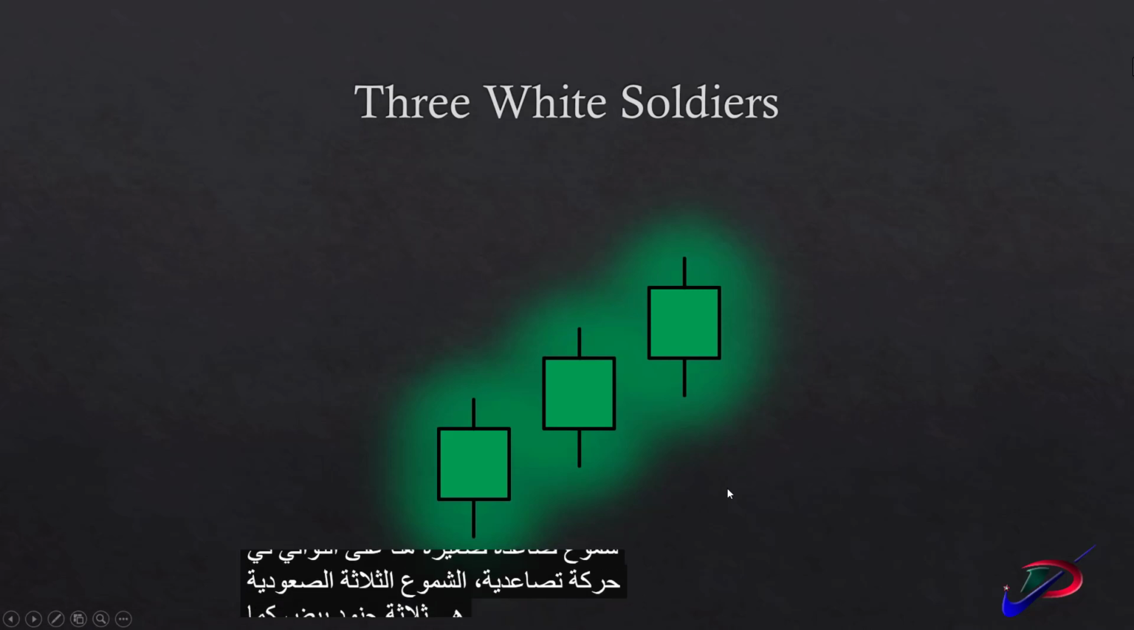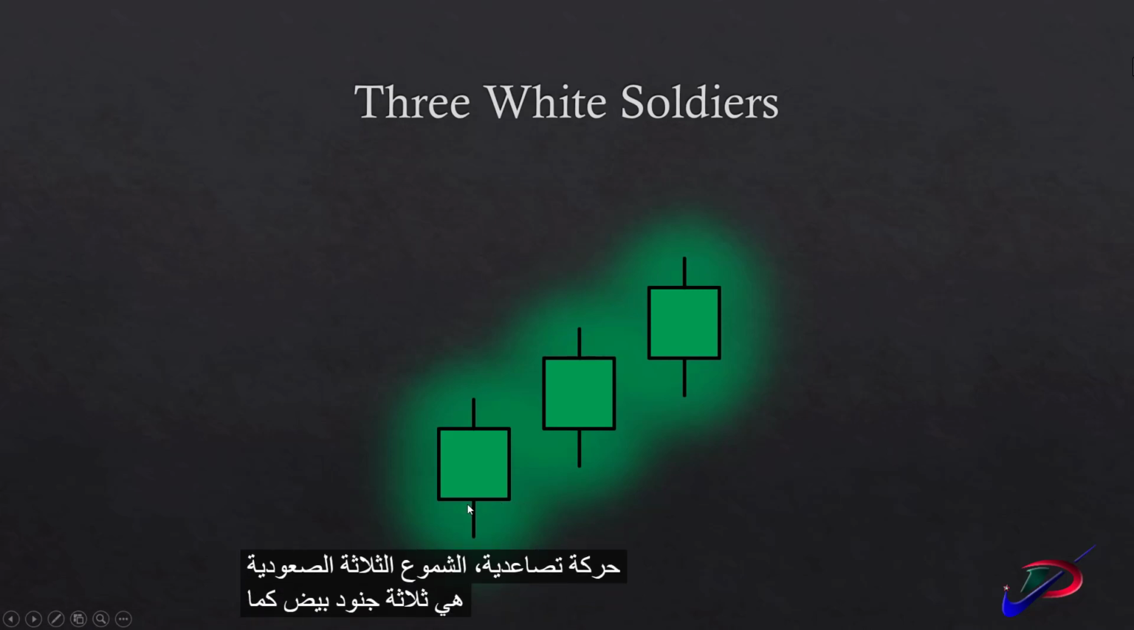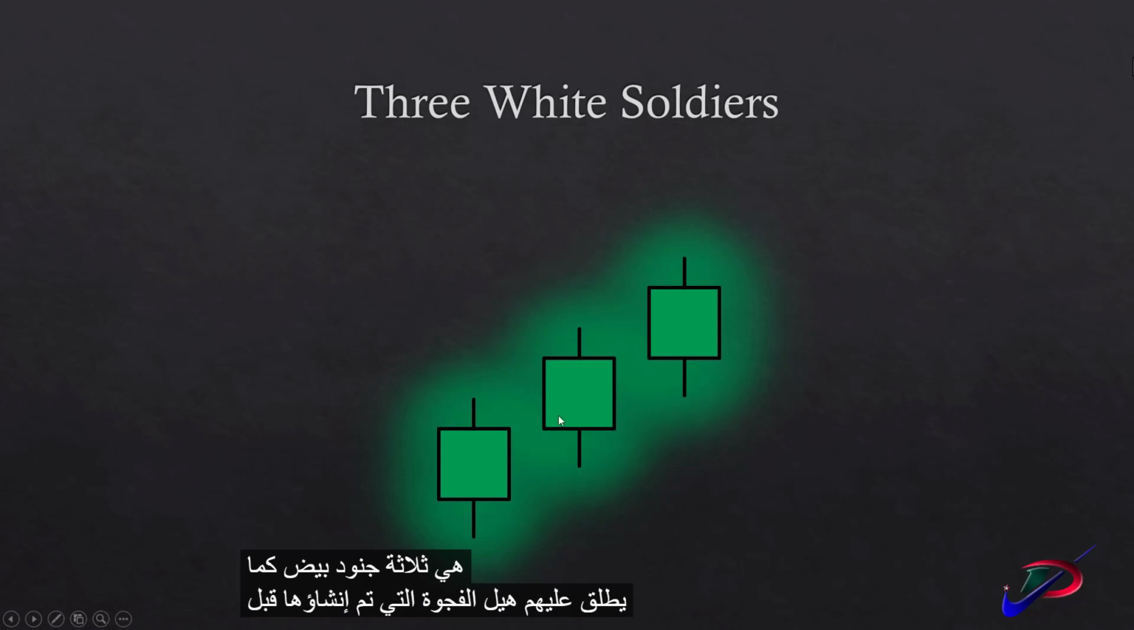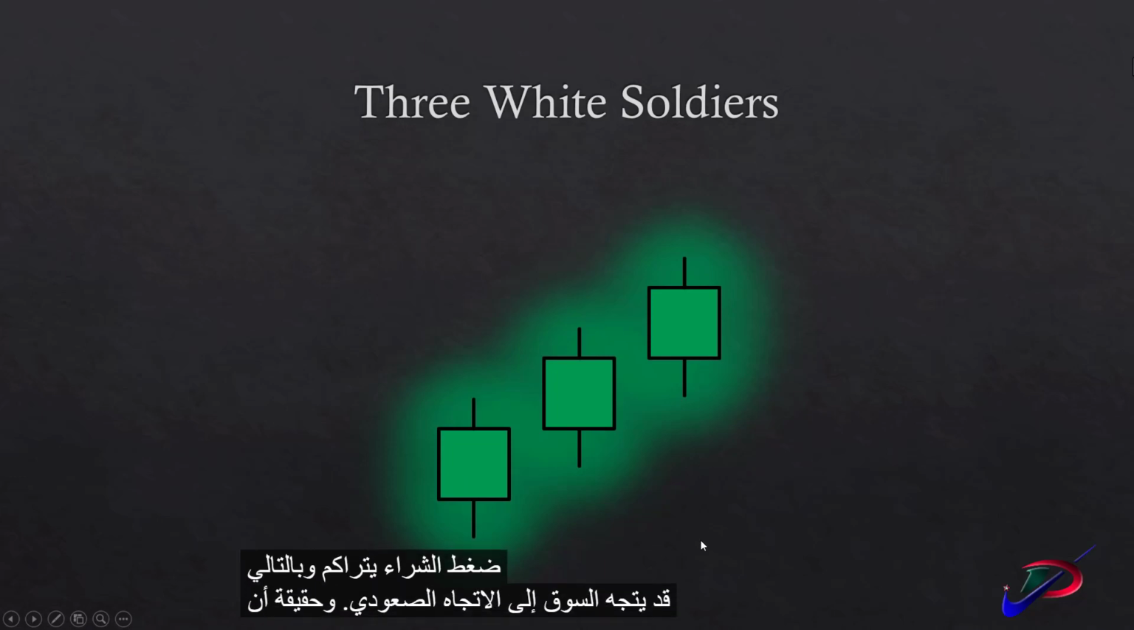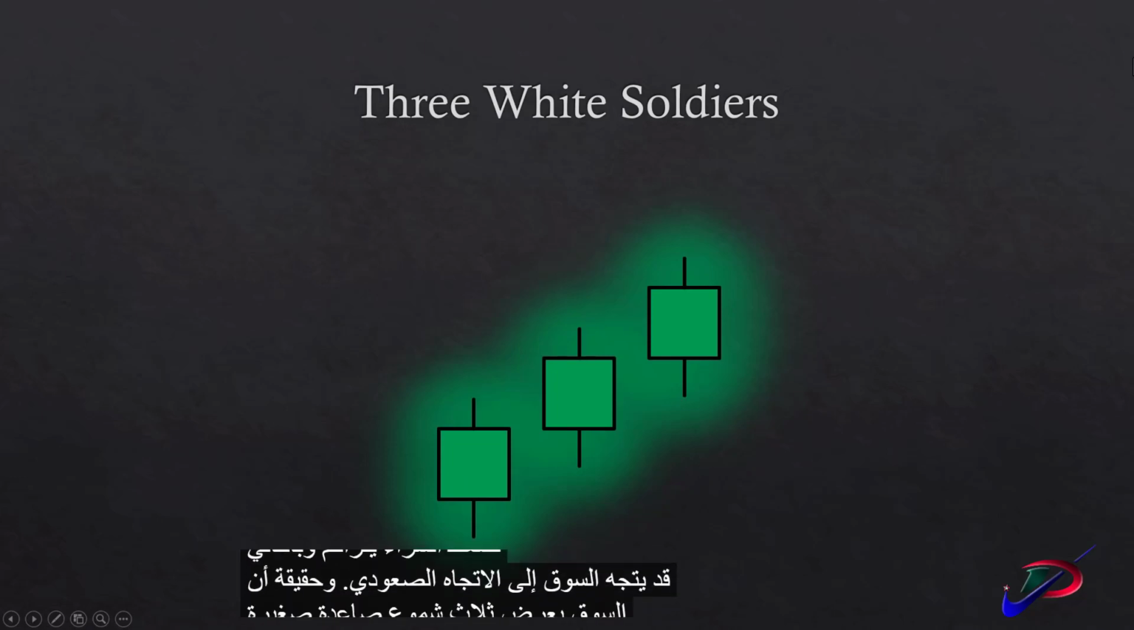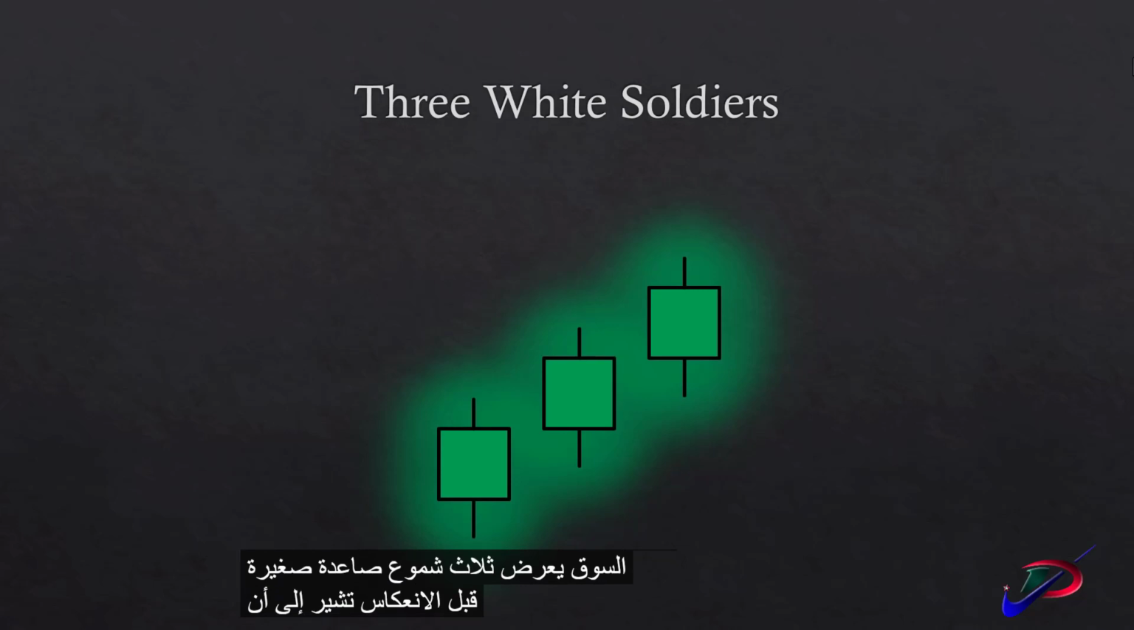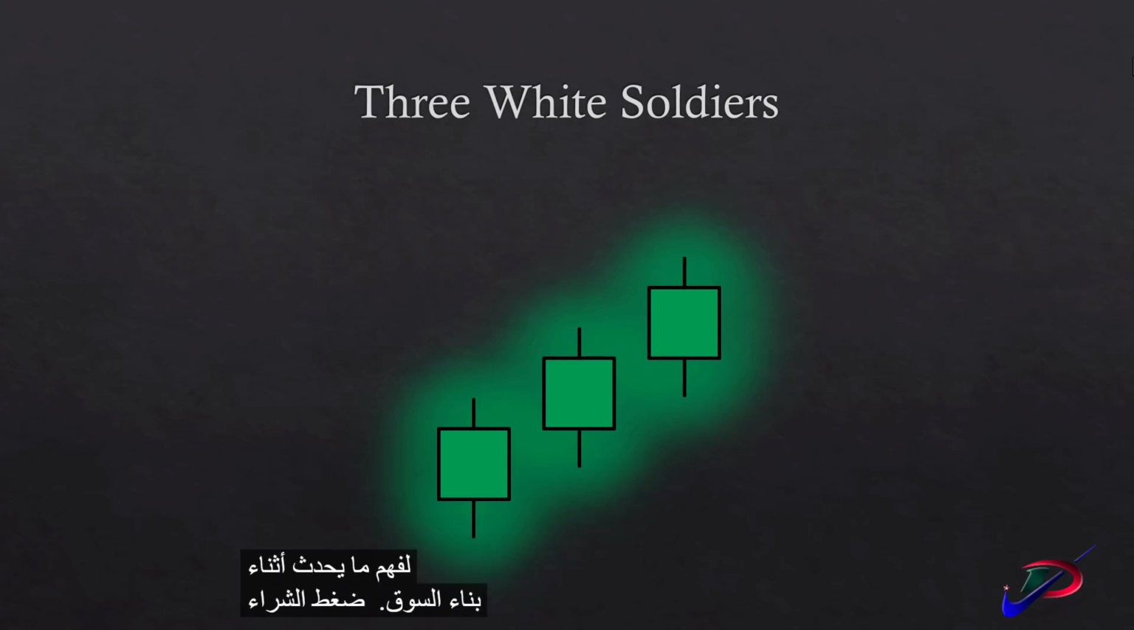The three bullish candles, or three white soldiers as they are called, fill the gap created before the first bullish candle, giving an indication that buying pressure is building up, so the market might go to the upside. The fact that the market displays three small bullish candles before the reversal implies that this pattern gives you some time to understand what's going on while the market is building buying pressure.